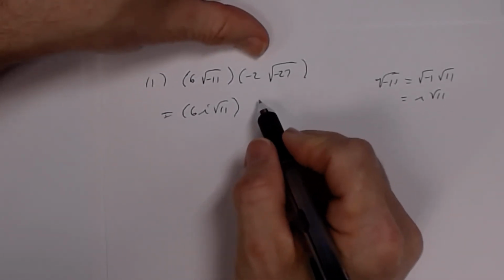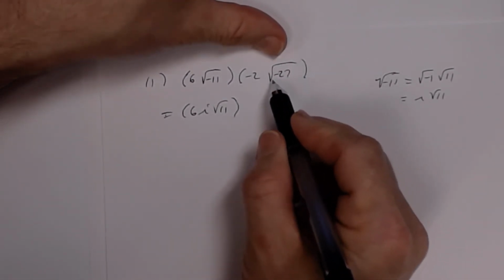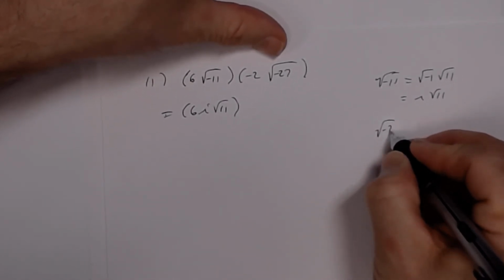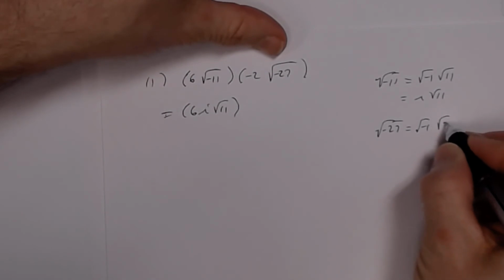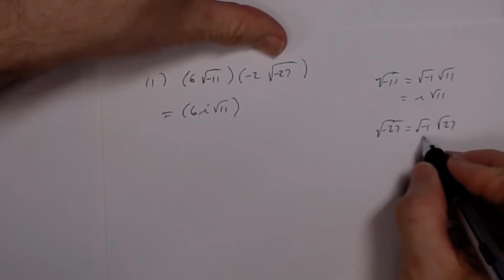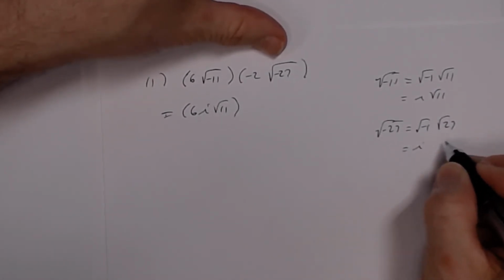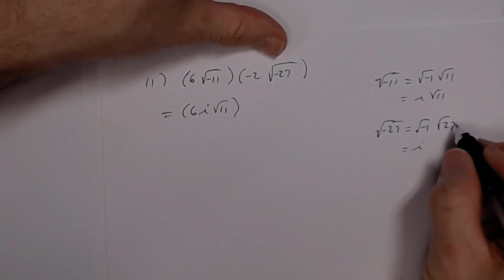Okay, over here, now let's look at the square root of negative 27. So that becomes the square root of negative 1 times the square root of 27. And the square root of negative 1 is i, it's defined to be i. But remember, 27 is not a perfect square. But what perfect square goes into 27? You use the largest, and that's 9.